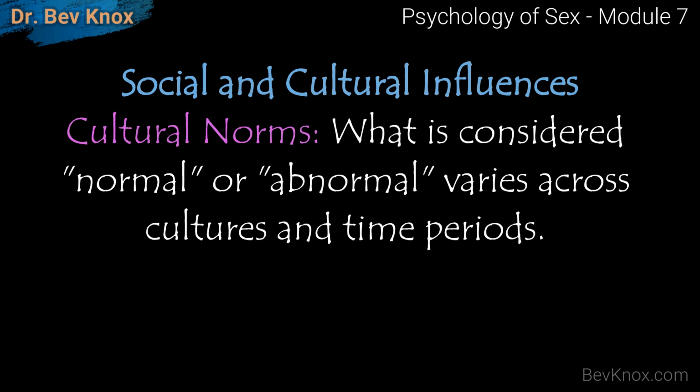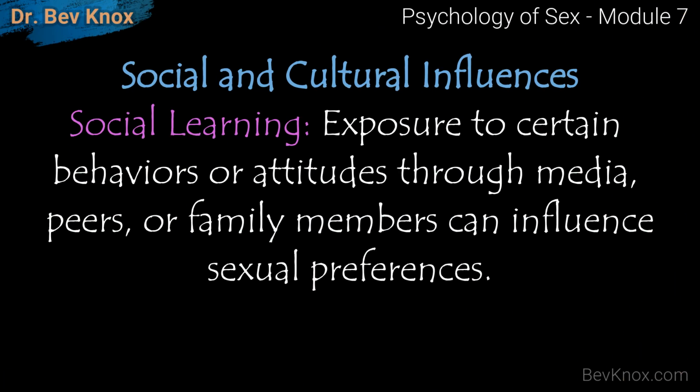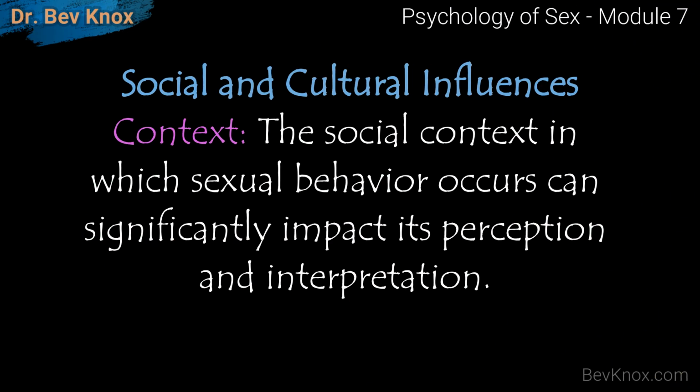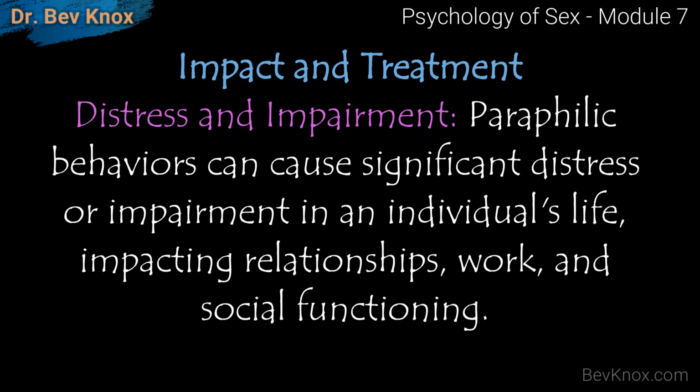Next, social and cultural influences. First being cultural norms. Always remember, what is considered normal or abnormal varies across cultures and time periods. Next, in social learning, this is where exposure to certain behaviors or attitudes through the media, peers, or family members can influence sexual preferences. Regarding context, the social context in which sexual behavior occurs can significantly impact a person's perception and interpretation.